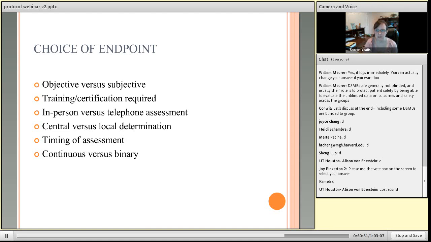The timing of the assessment should be considered. If your primary outcome needs to be at 6 months versus at 3 months, of course, it's harder to follow patients for longer periods of time, but if you need that additional time in order to truly see the treatment effect of your intervention, then you want to make sure that that assessment is placed at the right time point.